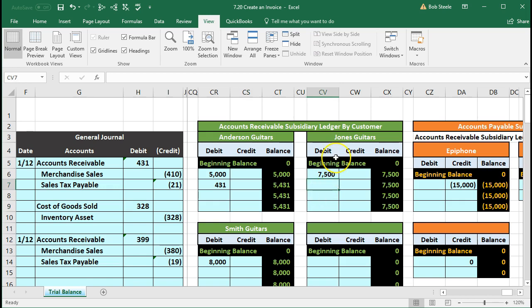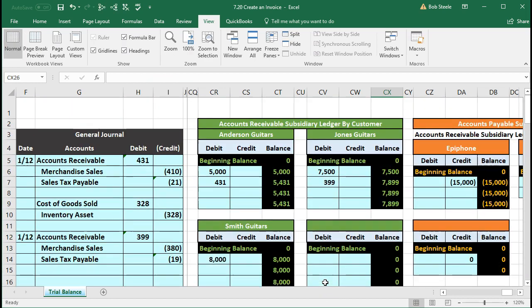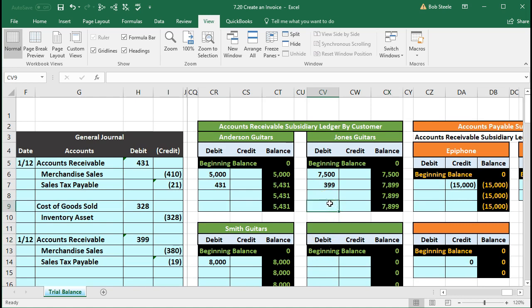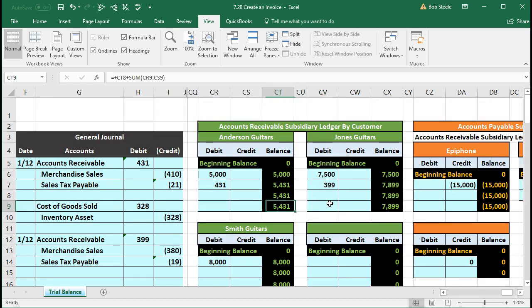But in any case, we have Jones here, already owes us $7,500, purchased another guitar and now owes us another $399. So we're going to say that this equals the $399 and enter. So now Jones owes us $7,899. The total balance is $21,330. That then should also be on the general ledger as well as on the trial balance, $21,330. Let's see if that's the case.